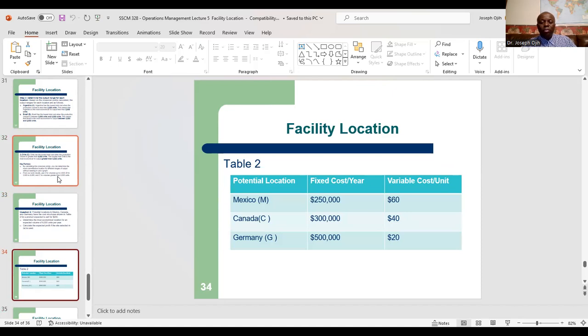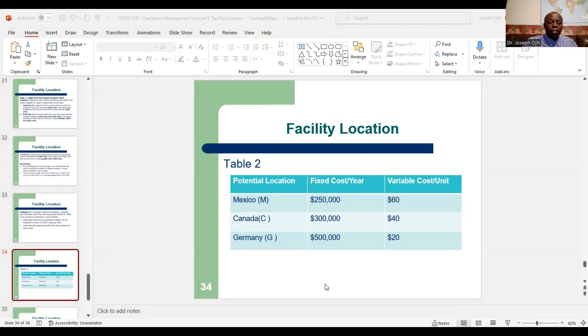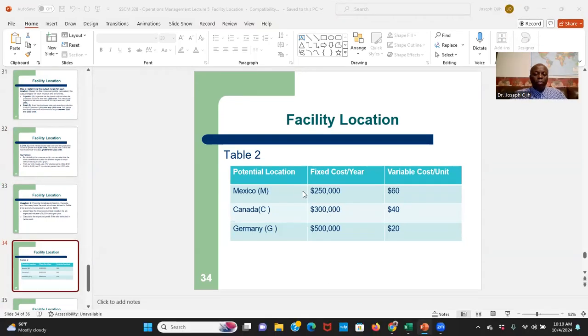A location in Mexico. Make sure you're seeing all this. Yep, I think you're seeing it. For Mexico, Canada, and Germany, these are the 3 available locations. For each of them, you have a fixed cost per year. For Mexico, it's $250,000. For Canada, $300,000. Then for Germany, it's $500,000. And the variable cost per unit is $60 for Mexico, $40 for Canada, and $20 for Germany.